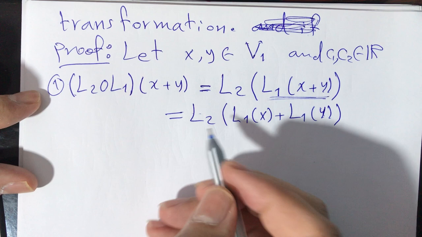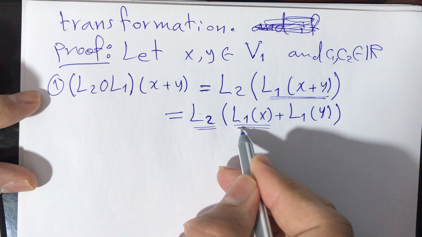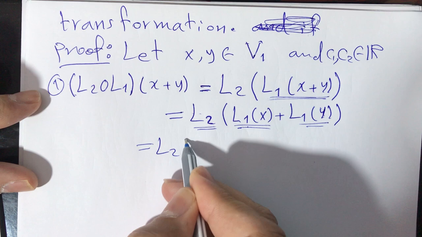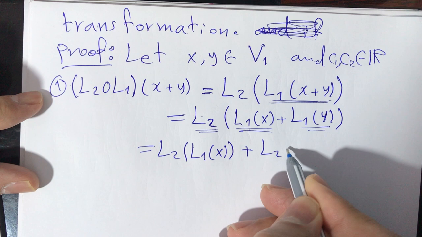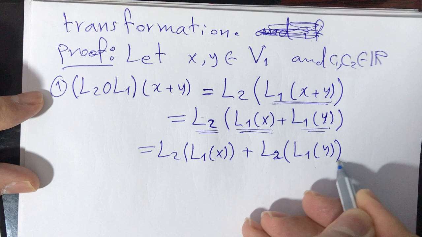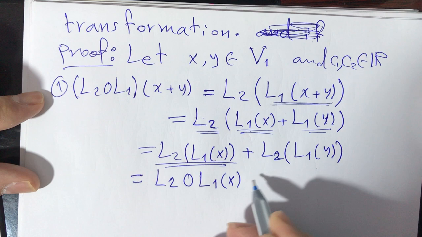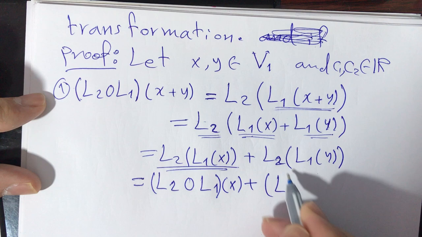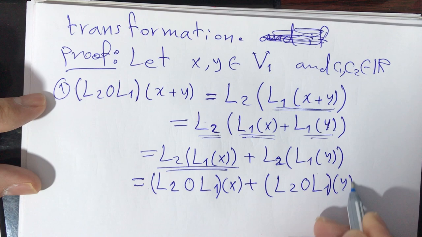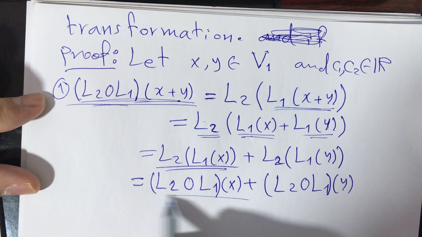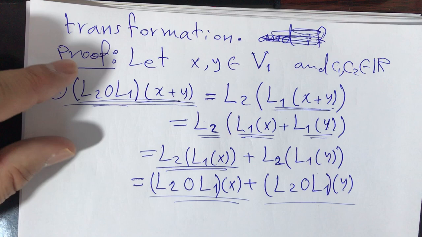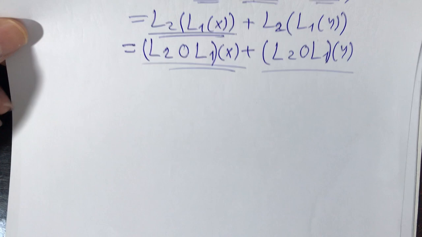And L2 is also a linear transformation, so this is equal to L2 of L1 of x plus L2 of L1 of y. And by definition of composite, this is L2 circle L1 of x plus L2 circle L1 of y. So this satisfies the first condition for this linear transformation.